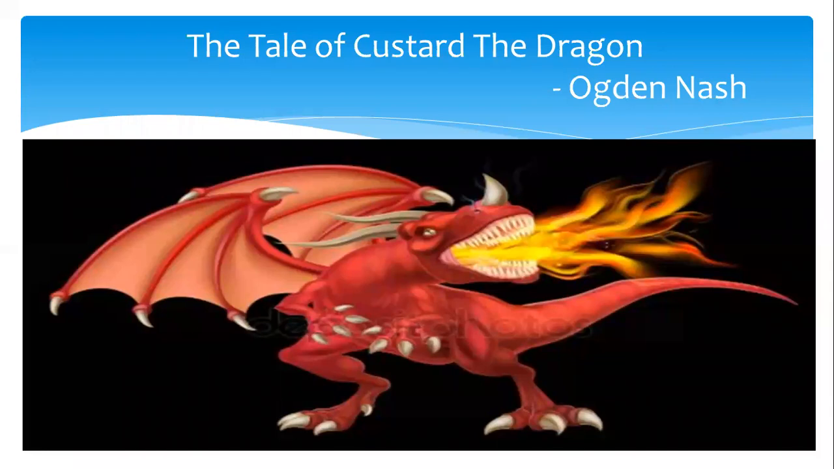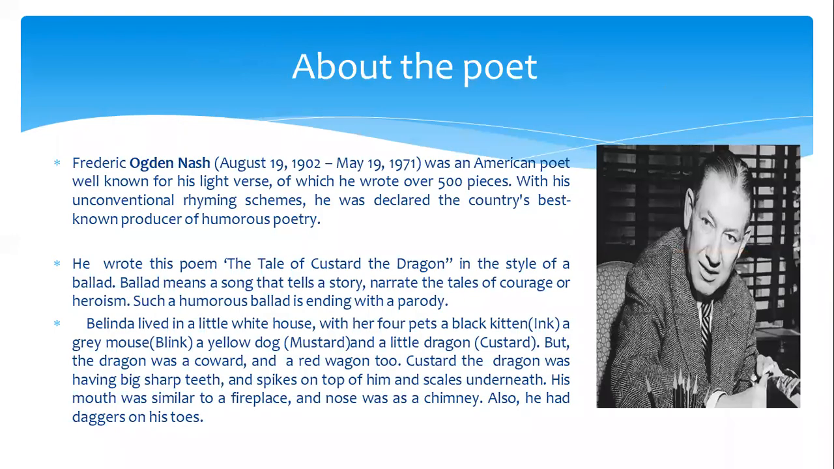Hello students, today we are going to do the poem The Tale of Custard the Dragon, written by Ogden Nash. Frederick Ogden Nash was an American poet well known for his light verse, of which he wrote over 500 pieces. With his unconventional rhyming schemes, he was declared the country's best known producer of humorous poetry.